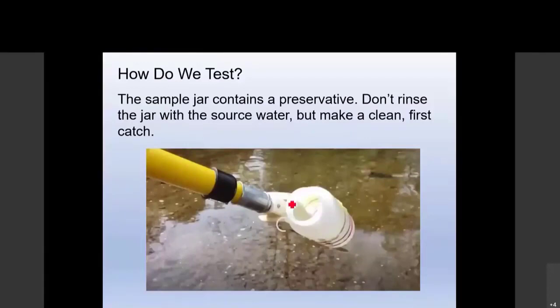So this is really important to know if you're doing surface water. Your sample jar contains a preservative. So you're not going to want to double dip, okay? You want to make one grab. And again, try to get into the center of the column, not skimming the top, not dragging the bottom.